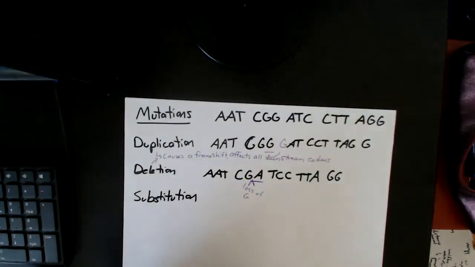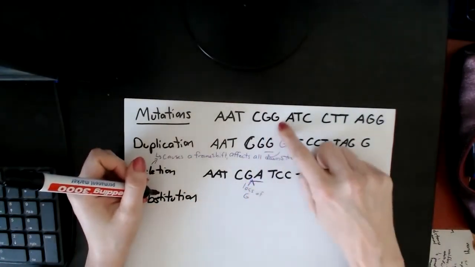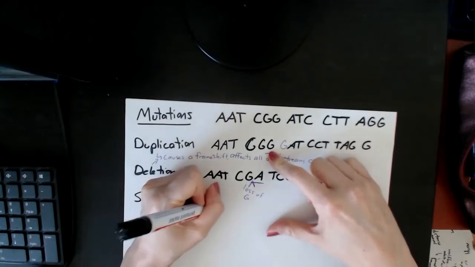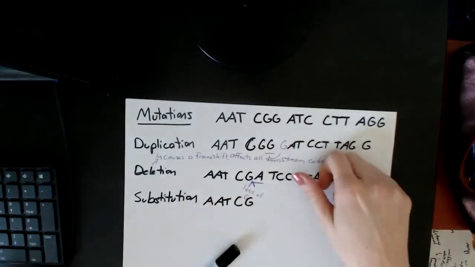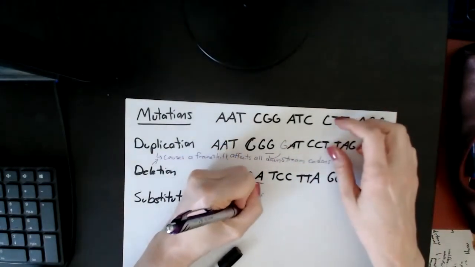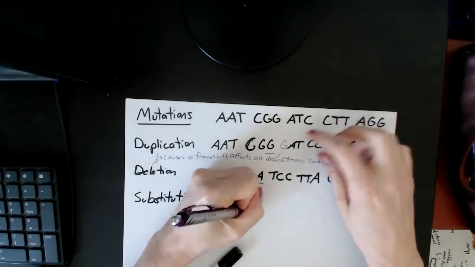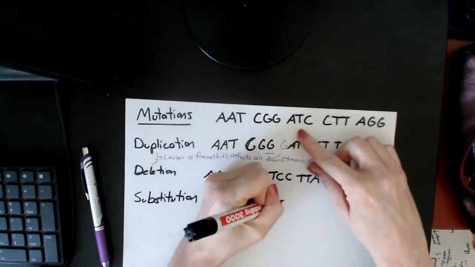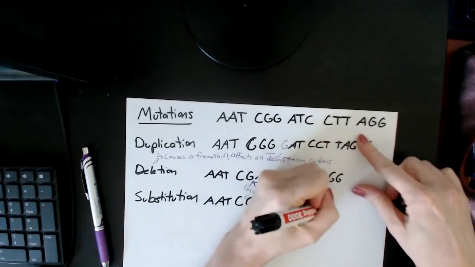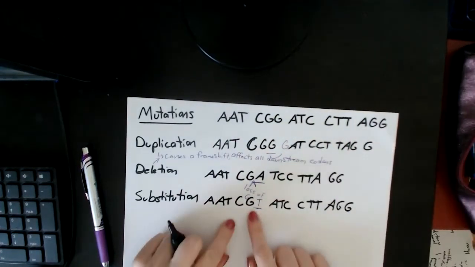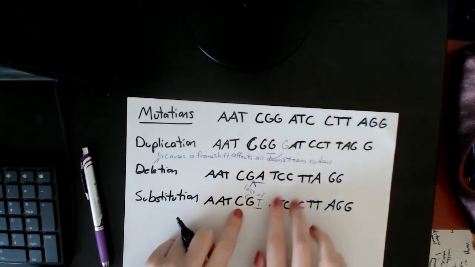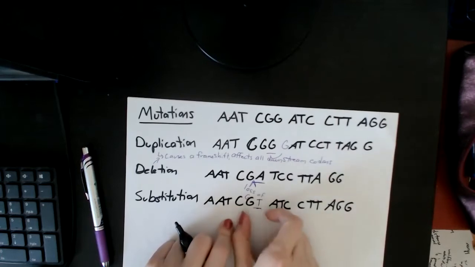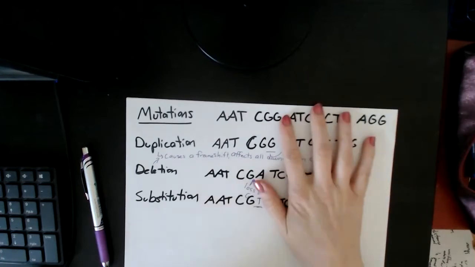The substitution is also often called a point mutation, and it's not nearly as bad overall. It can still lead to a non-functional protein, especially if you're looking at an enzyme in a certain area. A substitution is where one base gets replaced for another. So you would still have AAT, CG, and then if we're talking about the second G, maybe instead you would get a T put in here instead of this G, and then it would continue on ATC, CTT, AGG. What you can see is that this codon is different, CGT instead of CGG, but all of the others are still the same. So it only affects a single codon.